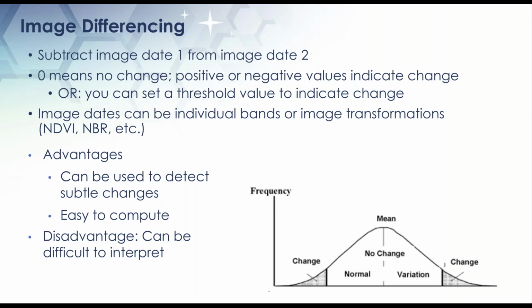The other very common way of looking at change over time, especially if you're just looking at a couple different dates, is to take a single band of image and subtract one date from another date. So the resulting change image consists of positive and negative values where change has occurred, and zero values where no change has occurred, in and around zero. The advantage to this approach is that it can detect very subtle changes, but again, it may be challenging to interpret.